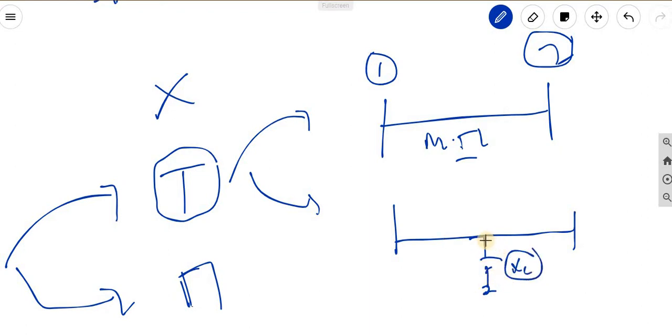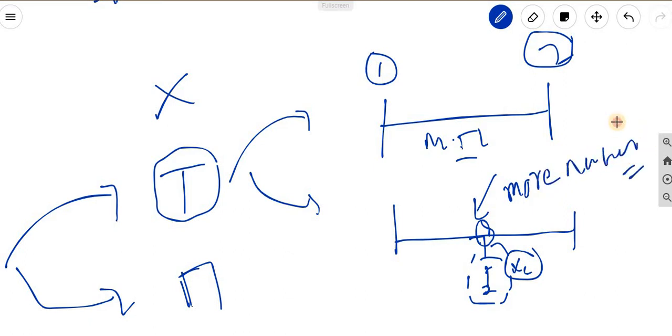Capacitive element will be there, isn't it? So if it is like that, see, in between one more bus is introduced. More number of buses introduced. Okay, so in between one more bus is introduced.